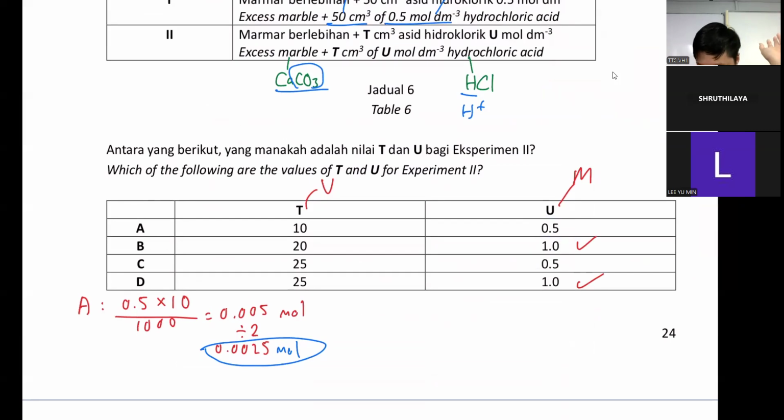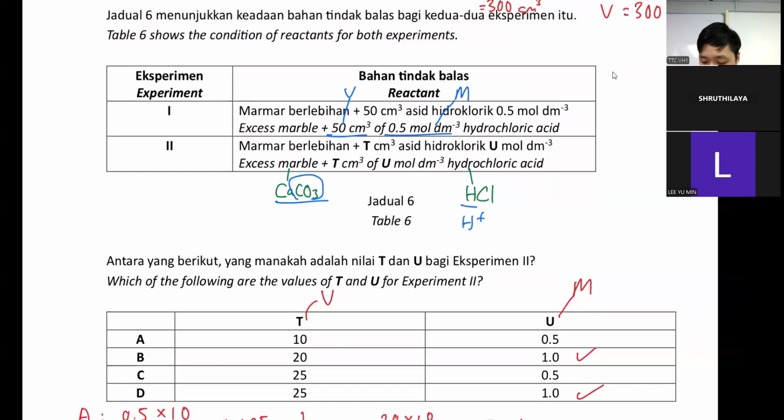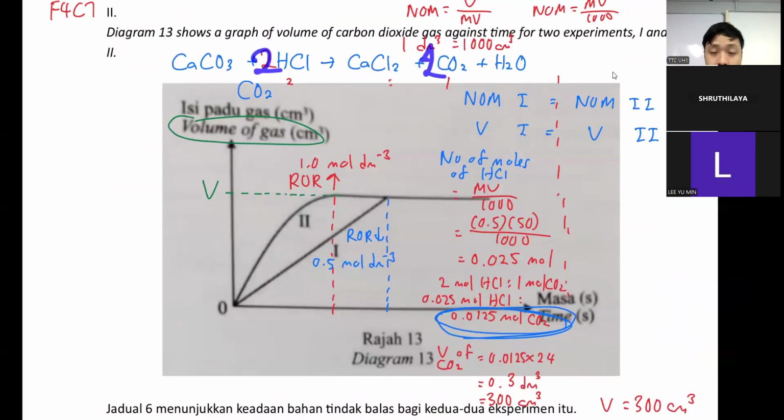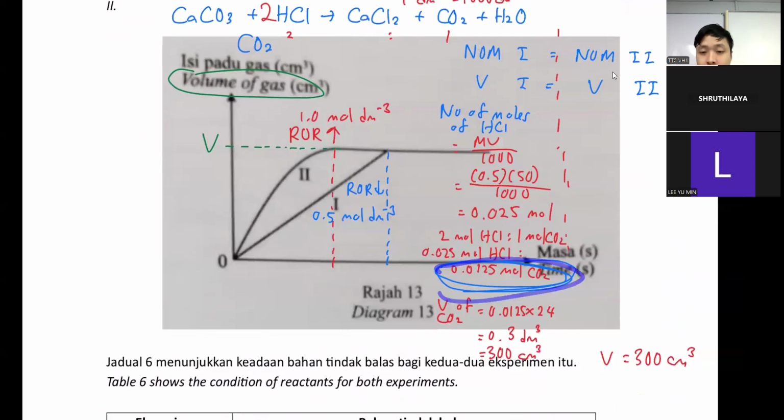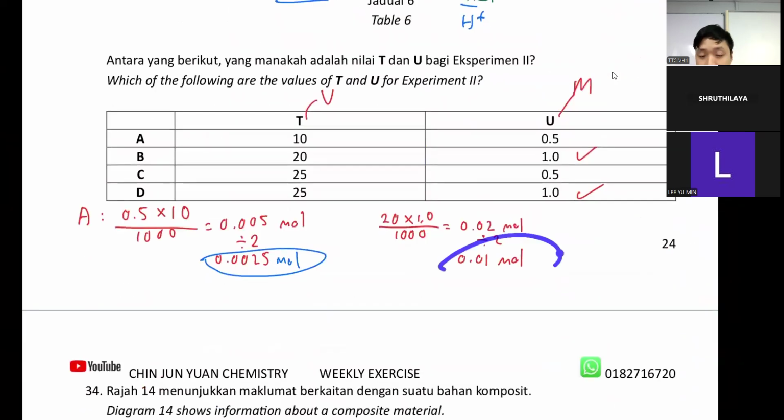Okay. And let's say I calculate 20 times 1.0 divided by 1000. I'm sorry if I stay too long for this question, but I try to explain. Okay. So 20 divided by 1000, 0.02 divided by 2, 0.01. After the ratio, because the ratio is 2 to 1, right? So do you think that makes sense? No. So it cannot be B also.